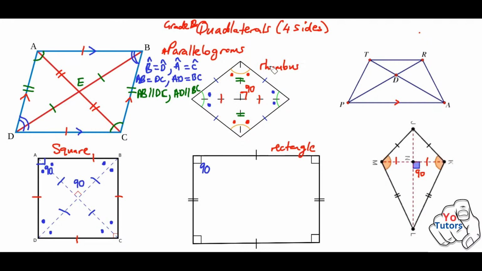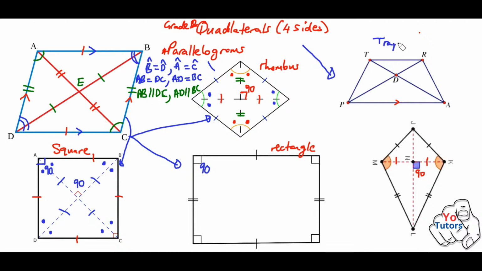Now, so these are parallelograms. So we've got the square, the rhombus, and also the rectangle. Okay, so that's what we have there. Now let's move on to the other types of quadrilaterals. These we call the trapezium. So we have what we call a trapezium.